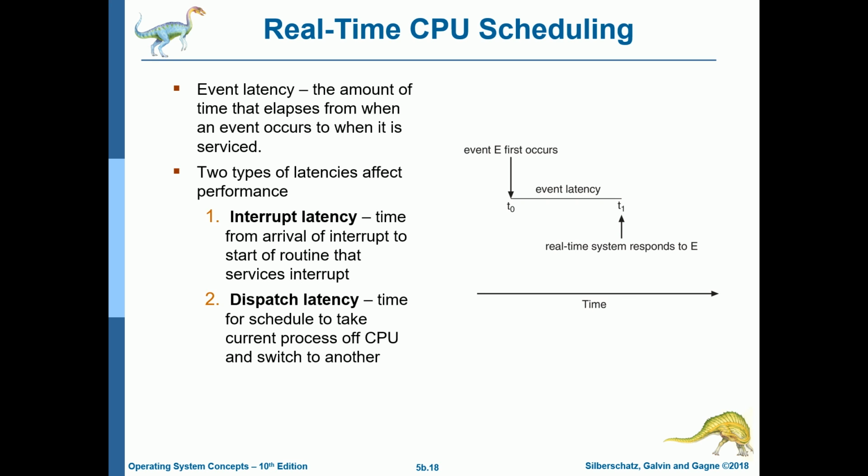Two types of latencies that affect the performance of these real-time systems are interrupt latency and dispatch latency. Interrupt latency refers to the period of time from the arrival of an interrupt at the CPU to the start of the routine that services said interrupt.